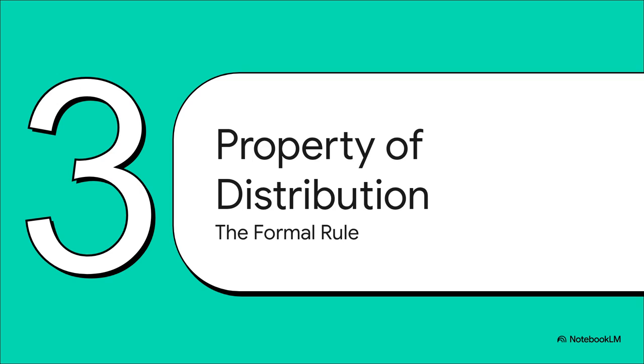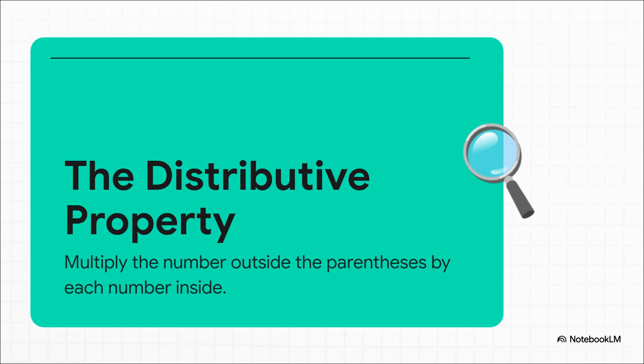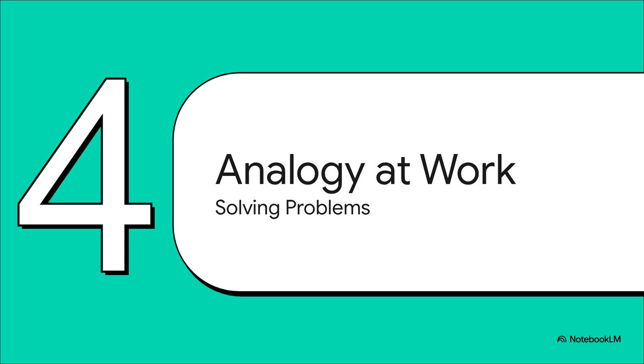Well, the magic is right there in the name of the property itself. Let's take a look at the formal rule. Here's the crucial point. The number on the outside of the parentheses has to be distributed to each and every number on the inside. Just like in the story, right? You can't just give the bread to the first person and call it a day. You have to give it to everyone. That is the connection.